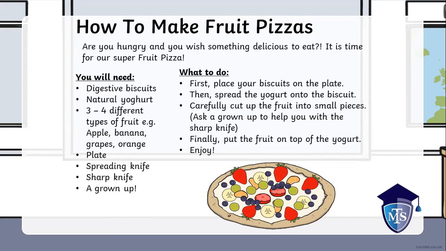After that, the steps, how we do it, what to do. First, place your biscuits on the plate. Then spread the yogurt onto the biscuit. Carefully cut up the fruit into small pieces. (Ask a grown-up to help you with this sharp knife.) This sentence between two parentheses is to make sure that you understand and take care of it. This is the extra detail that you must read carefully and follow. Finally, put the fruit on top of the yogurt and enjoy. This is how to do the steps.